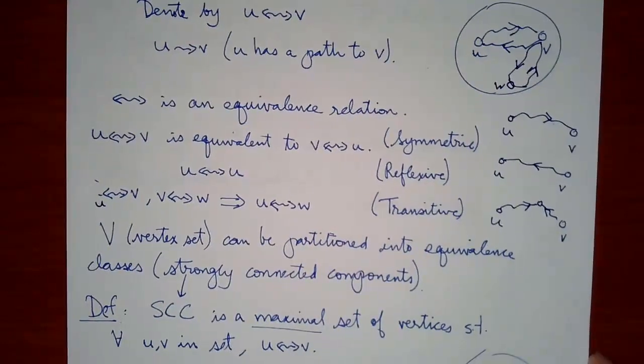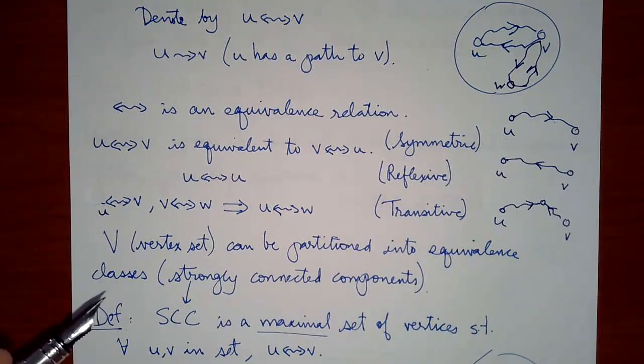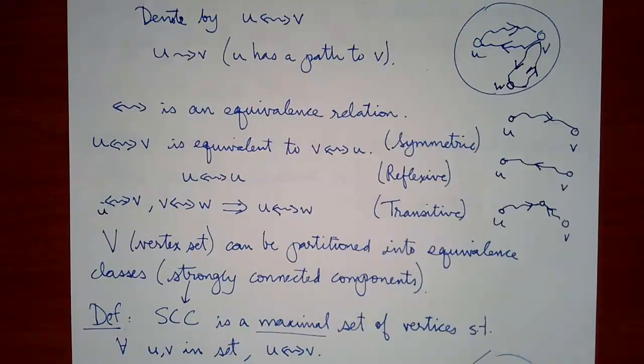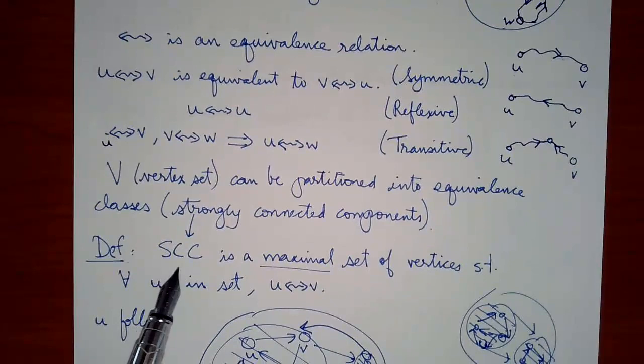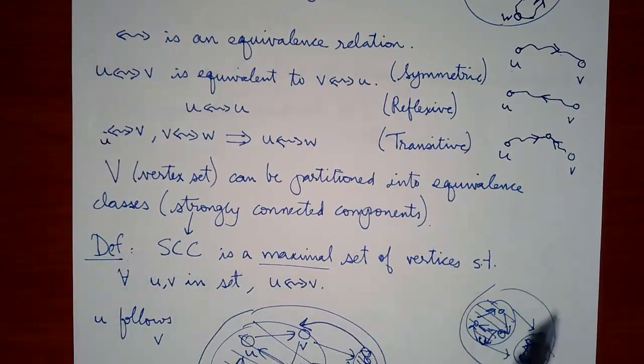Now, there's a fact about equivalence relationships: when you have an equivalence relationship on a set, then the set can be partitioned into equivalence classes. So equivalence classes are maximal subsets so that all pairs of vertices are strongly connected to each other. So written over here, an SCC, a strongly connected component, is a maximal set of vertices such that for all u and v in the set, u is strongly connected to v.